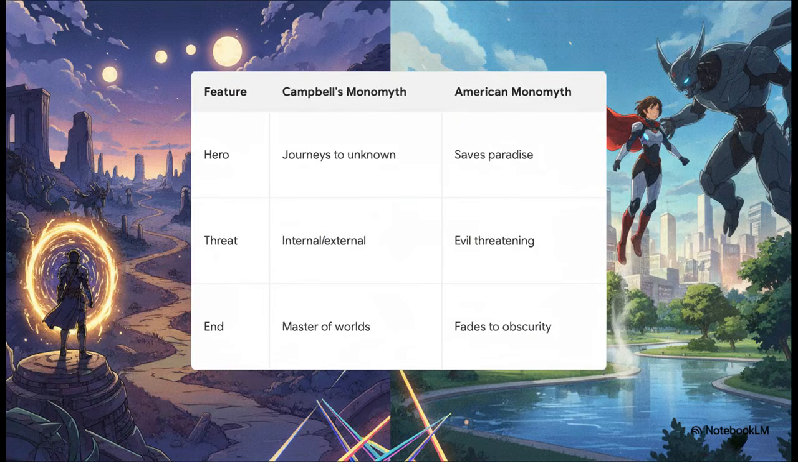In fact, as a result of different storytelling traditions, scholars identify what they call the American monomyth. This is seen in characters like Jack Reacher. Instead of a journey to the unknown, it's a distinct reaction where a selfless superhero emerges to save a threatened paradise from an external evil. And then, instead of becoming a master of two worlds at the end, they simply vanish back into obscurity. It's a totally different trajectory, and you know what? It might actually fit your anime's premise a whole lot better.